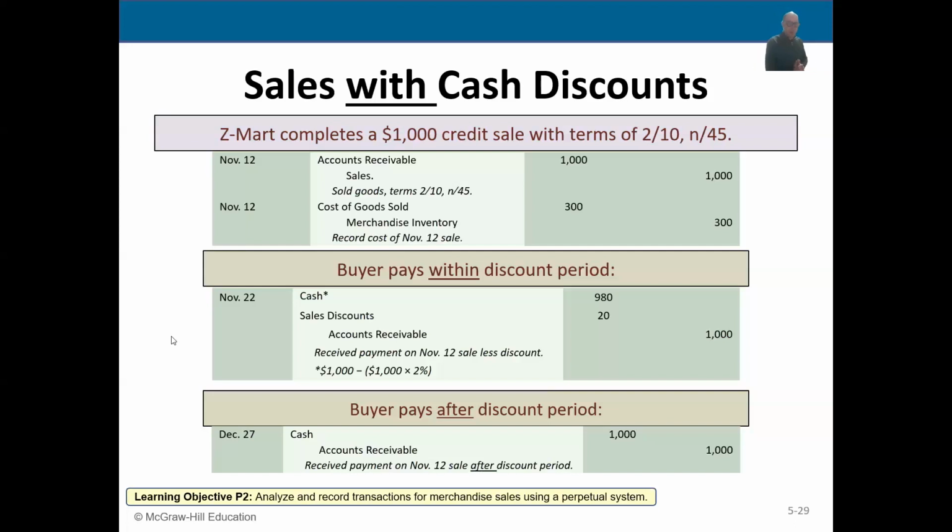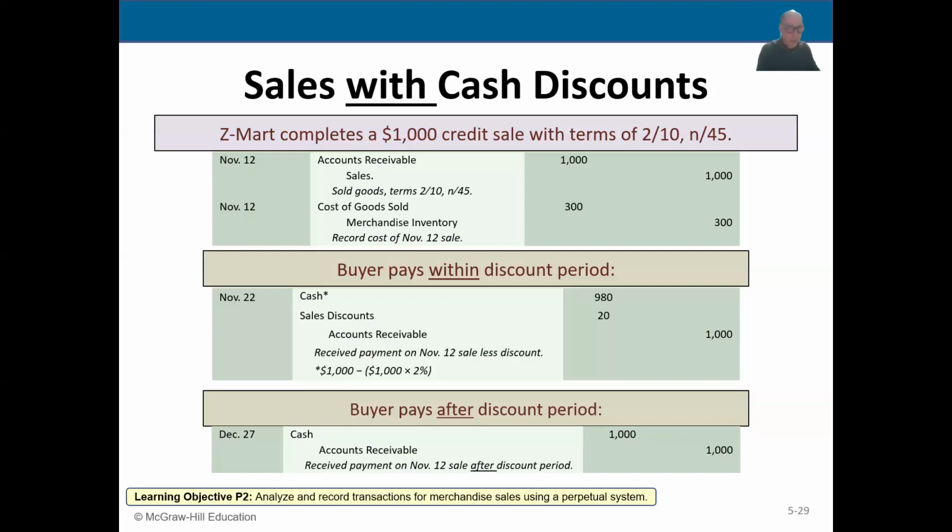So here we have the example. We sold $1,000 worth of inventory to our customer, and we gave them credit terms of 2% discount if they pay within the first 10 days. Otherwise, the net amount is due within 45 days. 2/10 net 45. Those are the credit terms we gave to our customer.